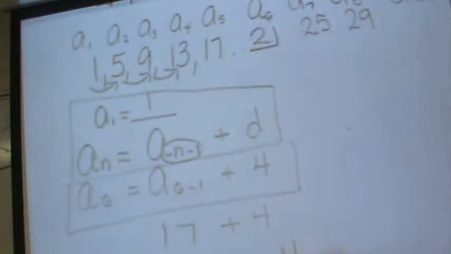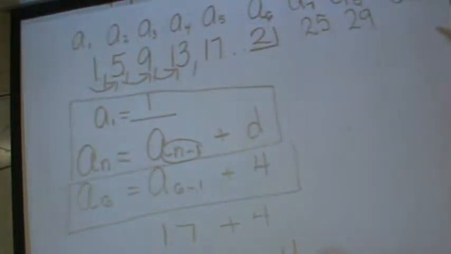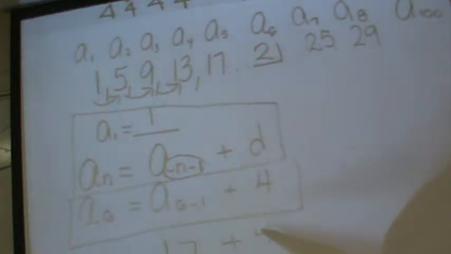Add 4. Add 4 to this. To get the 8th term, what are you gonna do? Add 4. So it's not a formula, you're just doing a pattern basically? Yeah, you're just doing the pattern. Oh, I thought it was like a formula you plug in.